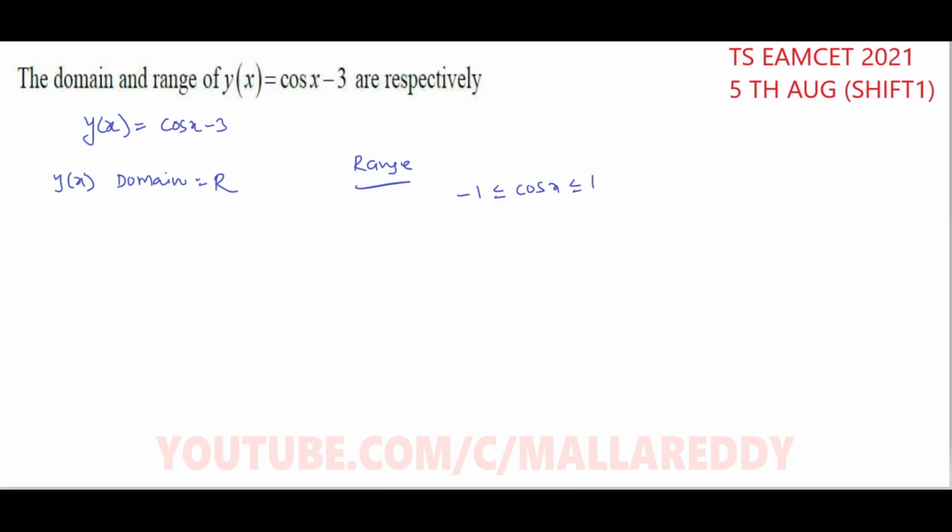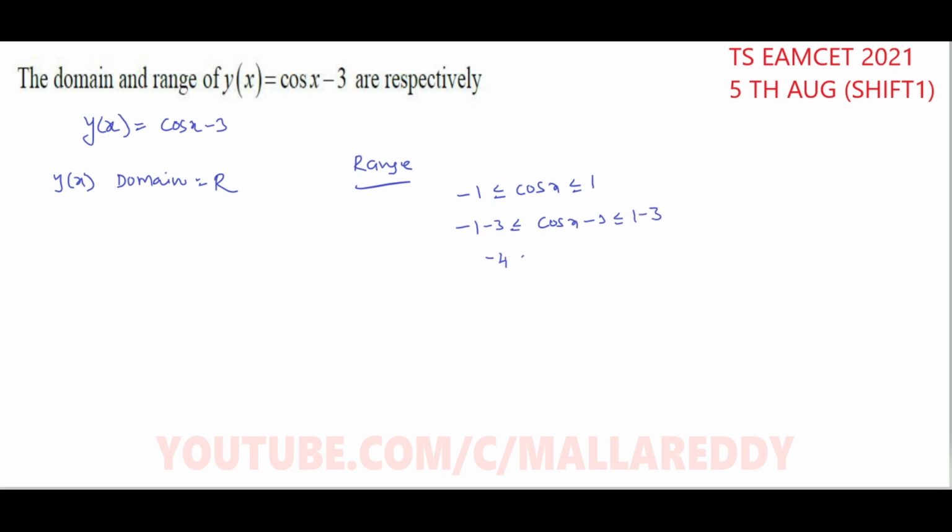−1 ≤ cos x ≤ 1. This is the range of cos x. Here it is given cos x − 3. So subtracting 3, −1 − 3 ≤ cos x − 3 ≤ 1 − 3.